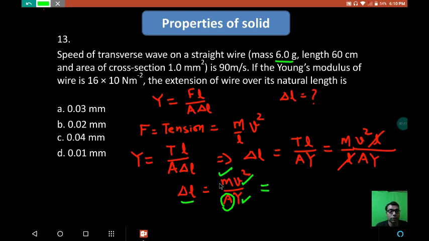But one thing should be remembered: all units are different. It is gram, centimeter, meter, millimeter, and meter. So make it in one unit and find the answer. From here it is in millimeters, so option 1 comes to be 0.3 mm. Here the option is written wrong, so make it correct. It is 0.3 mm for this particular problem.